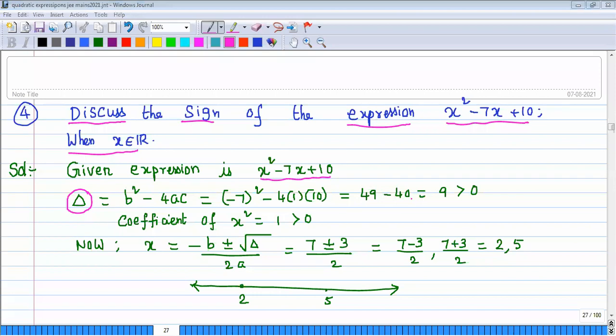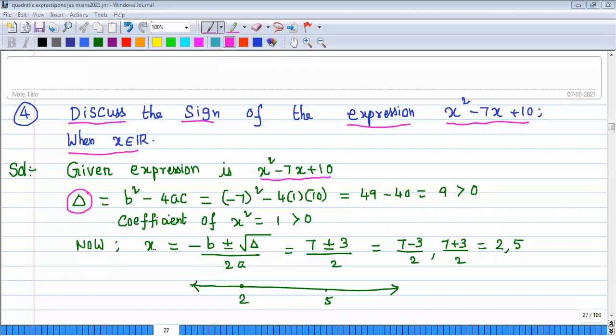So 49 minus 40, 9, is positive. So that means 9 is greater than 0. That means roots are real and distinct. First, the coefficient of x square is very important. That is 1, greater than 0. So accordingly, we can write the sign of the expression.